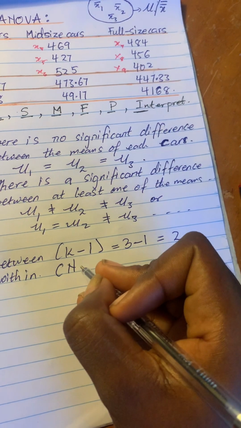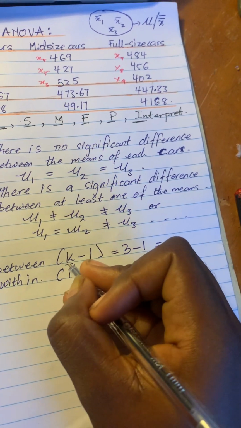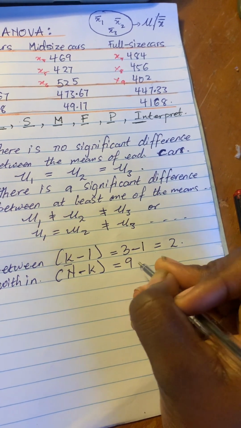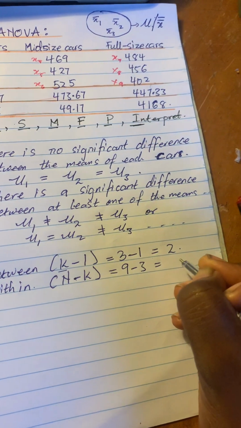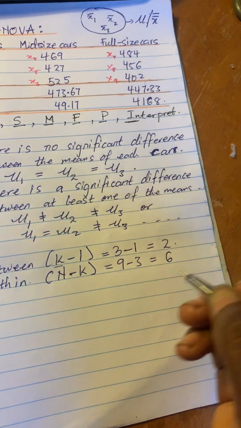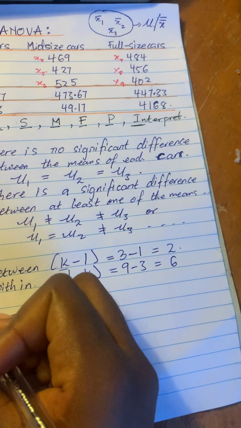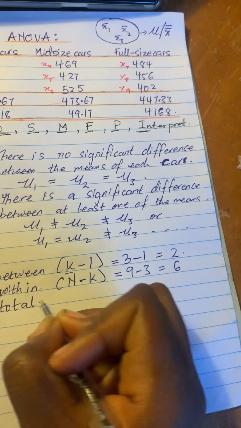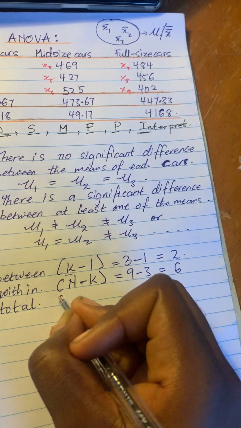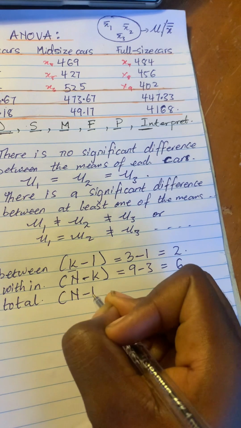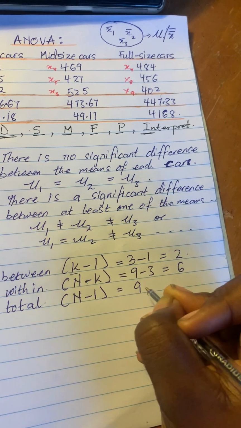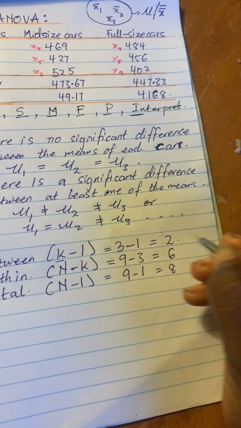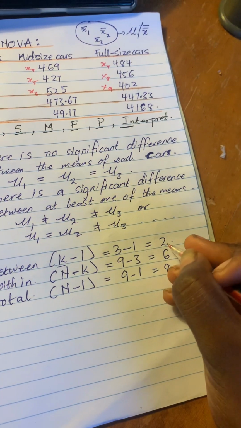That's the number of observations that we see minus the number of groups. So N, which is our number of observations, minus K, which is the number of groups. So N is 9. We have 9 observations minus the groups, 3. So 9 minus 3 is 6. Then our total will be N minus 1. That's the total number of observations, 9 minus 1.